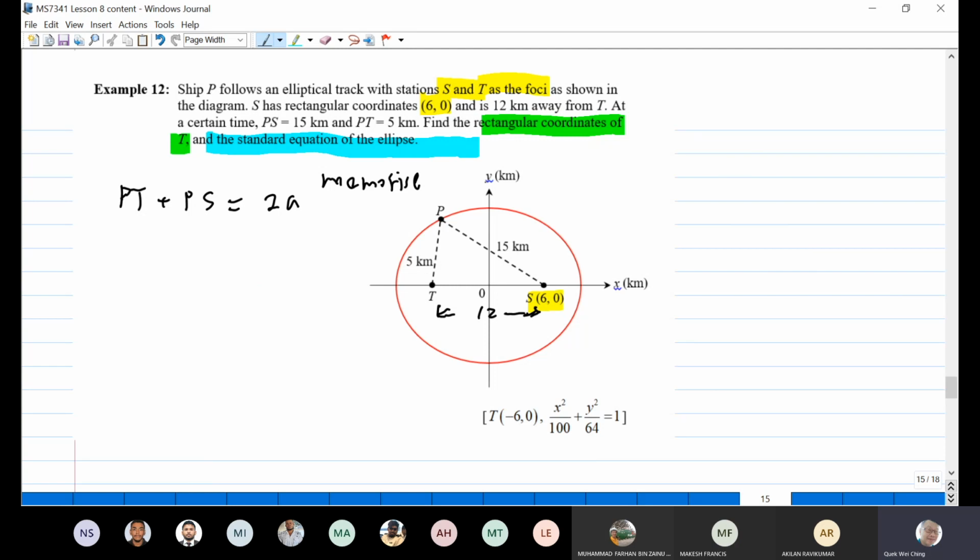So how to get it now? PT is equal to 5, given to you. PS is given to you as 15. So this is equal to 2a, so 20 equals 2a. So a equals 10. So you find out what a is now: a is equal to 10.